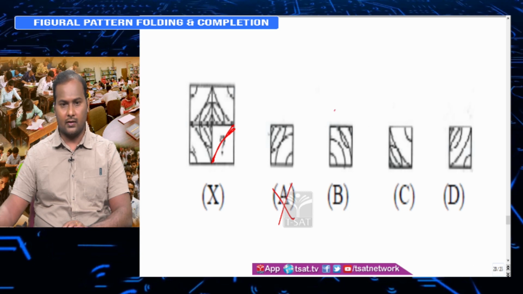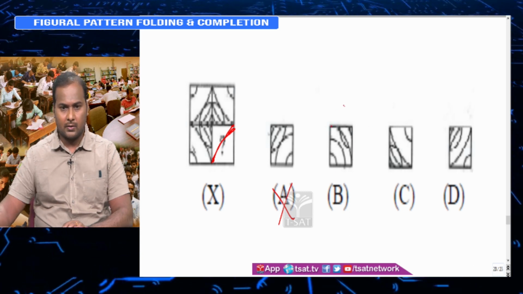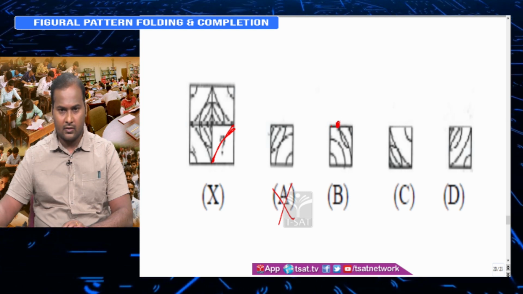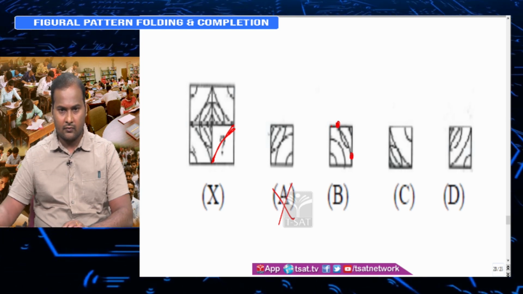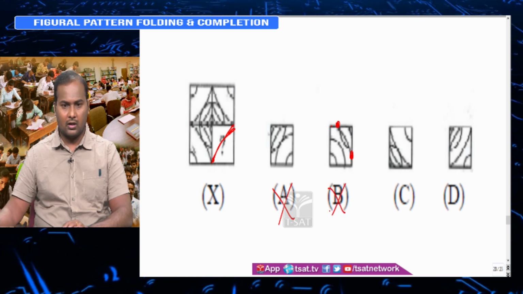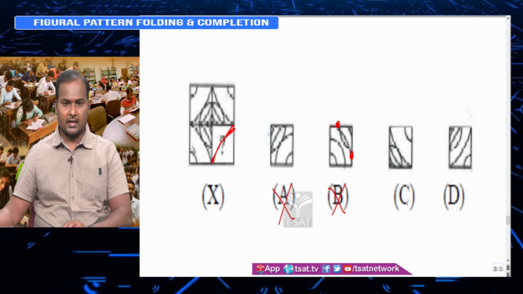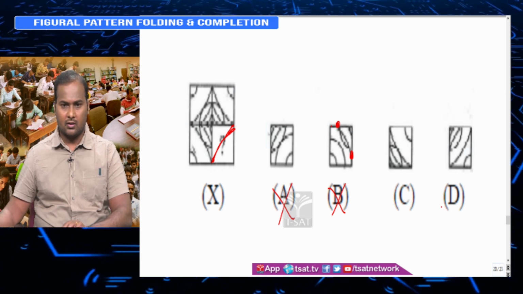But you see the remaining figures, in all the figures it's moving from one point to another point. But you see in option B it is starting from somewhere from here. Here also it is starting somewhere from here, not exactly from the corner. So again you eliminate option B also. Now your answer is either option C or option D.